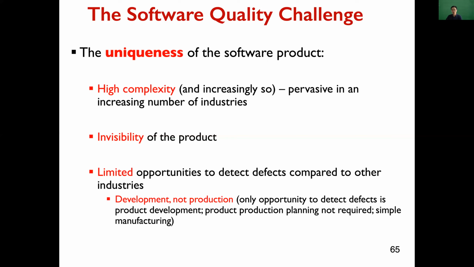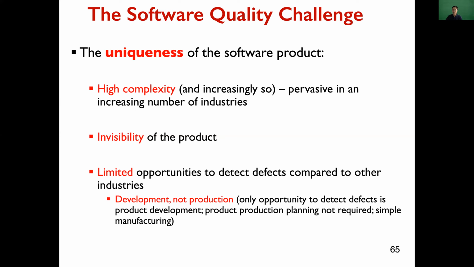For other products, you can see their shape, you can see the components. But software is invisible. For example, you can see a door of a car, but you cannot see one component of a software system. You cannot see which part of the Facebook system deals with user information handling, right?